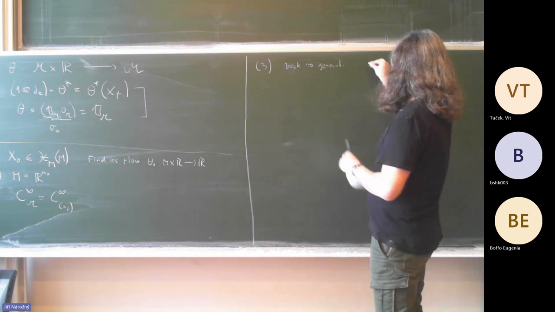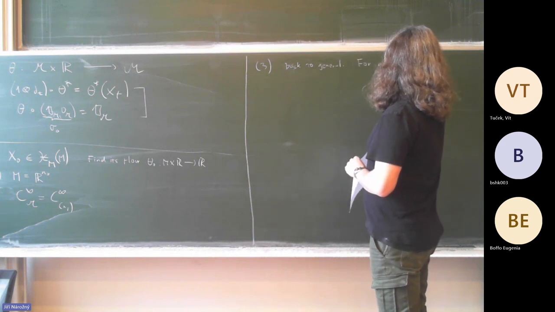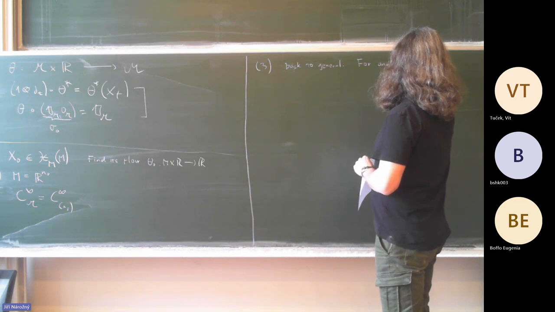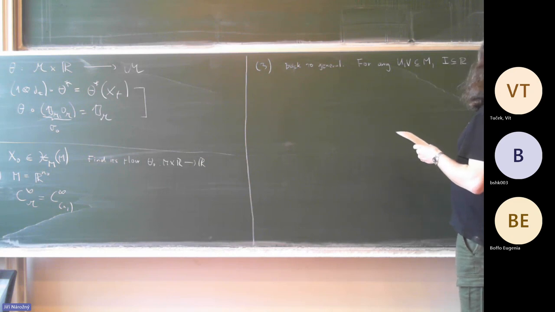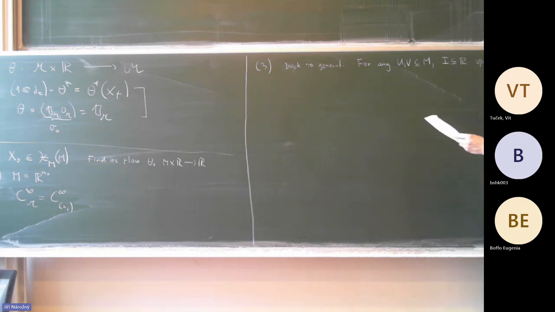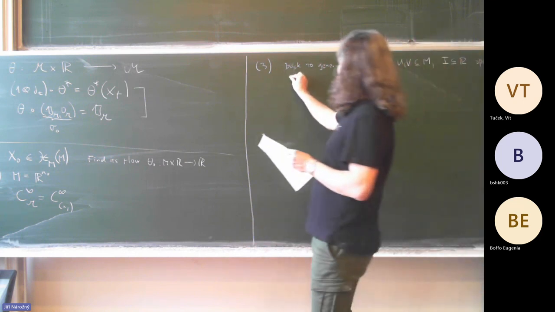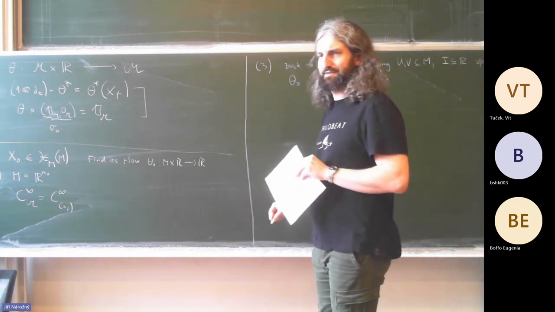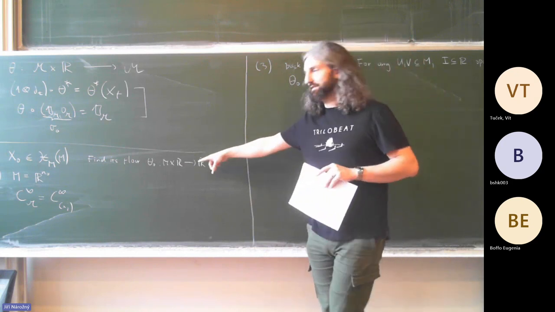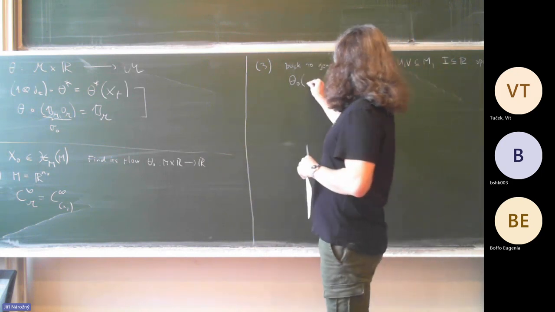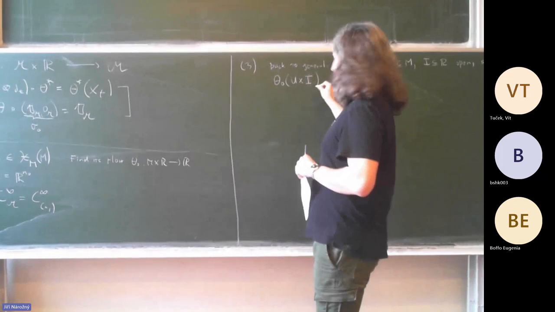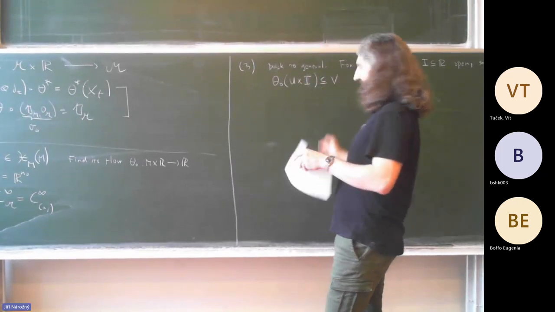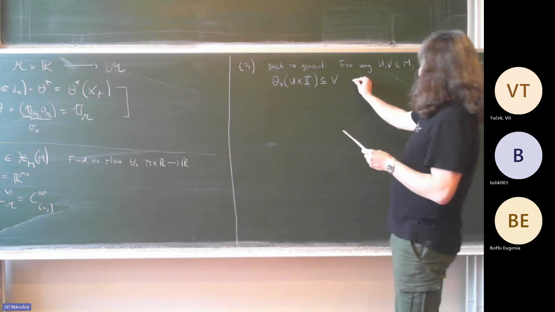And for any U, V open subsets of N and any open interval I of R such that this map theta zero, which I already have, maps U times I inside of V. It's a very important part of the entire proof that I already have this globally defined map theta zero. So I can consider open subsets U and V such that U times I is mapped under theta zero inside of V.